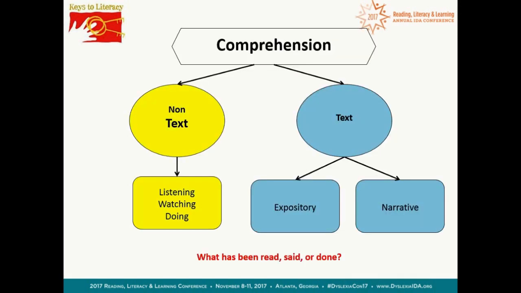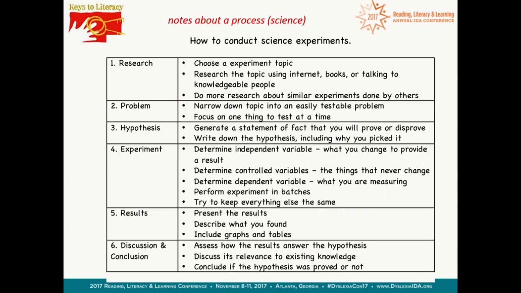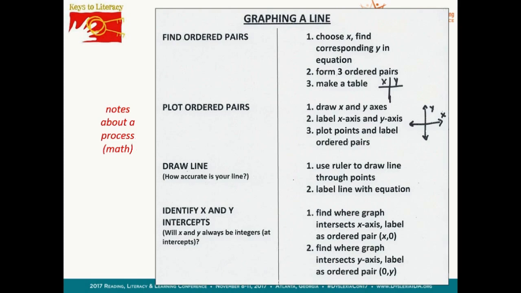So I'm going to show you a bunch of examples from anything that's read, said, or done. This is how do you conduct a science experiment. So this is not so much informational notes, but it's stages and then the details of what you need to do for that. Here's one, a process in math. So if you're going to graph a line, here are the major stages, and then what do we have over on details? On the right, we have directions, we have some examples.